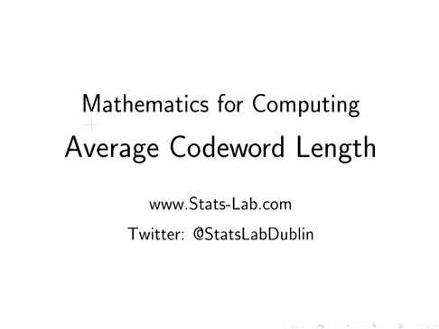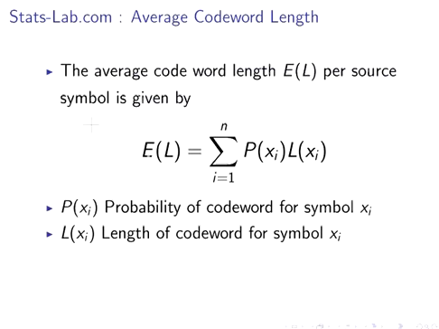In this video, we are going to look at average code word length, and it's an important consideration in information theory. So the average code word length, which we're going to denote E of L, or EL, per source symbol, is given as follows. Suppose we have n symbols in our alphabet, and for each of those symbols there's a probability of that symbol. So let's just look at that there in the equation.